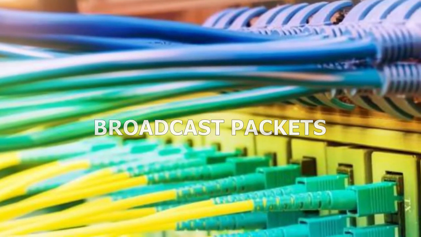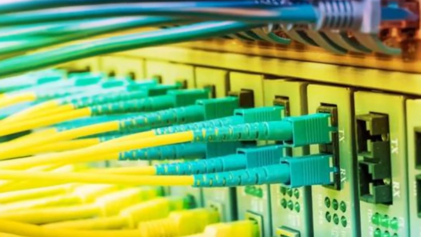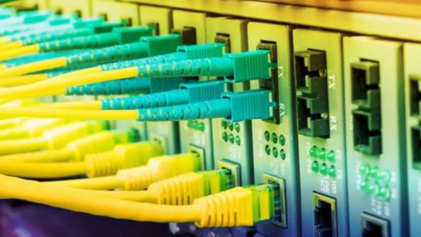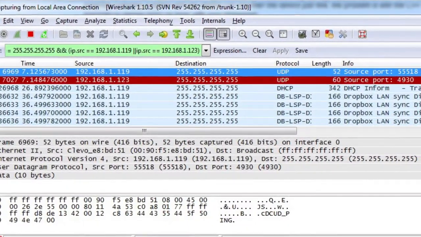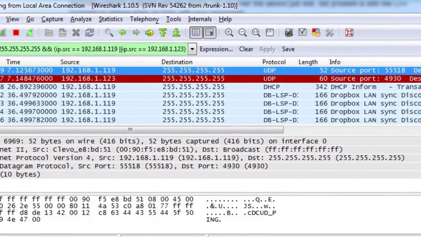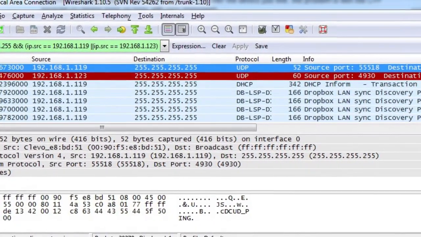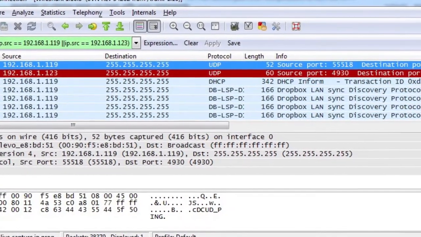Broadcast packet. A broadcast packet is an Internet Protocol packet with the IP address 255.255.255.255. In binary notation, this represents a series of 32 binary ones. A broadcast packet is sent over the network of computers and picked up by all hosts on the local subnet.